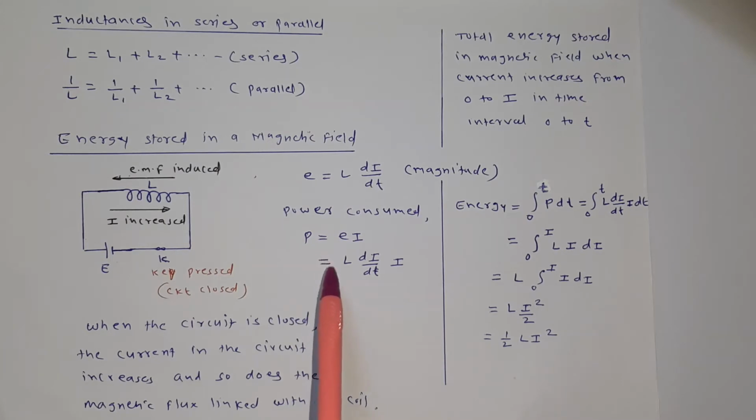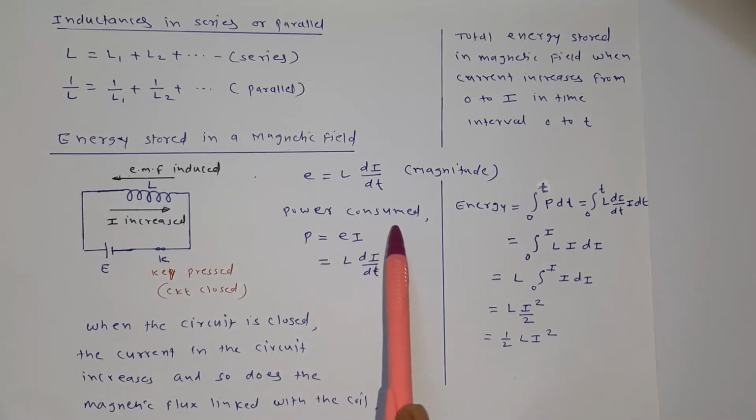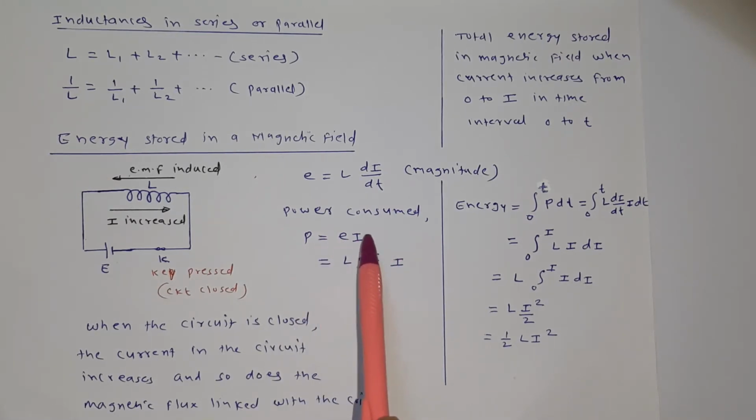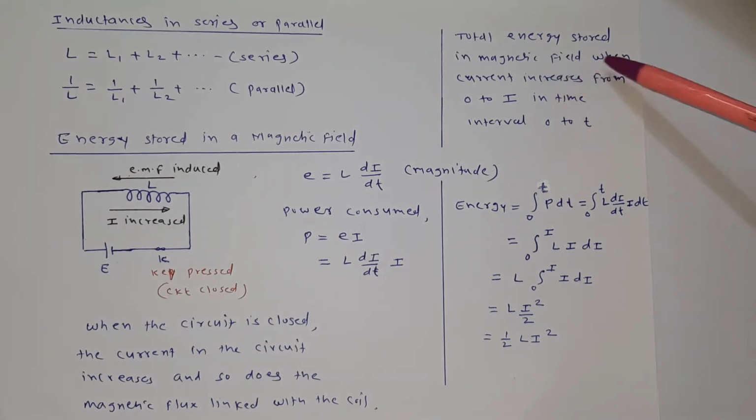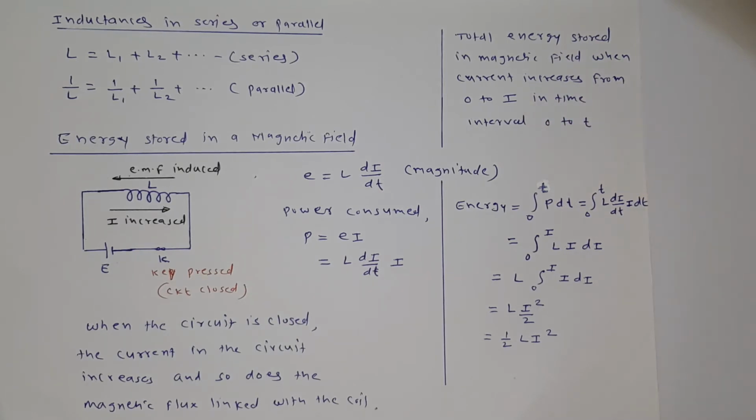This derivation you can do with the help of work done, or with the help of power. We are doing it with respect to power. Power consumed in a circuit, P is equal to E into I. For EMF we have L di upon dt, and I as it is. Now the total energy stored in a magnetic field when current increases from 0 to I in time interval 0 to t. When you close the key, current increases from 0 to I in time 0 to t. So total energy stored will be obtained by integration from 0 to t of P dt, the integration of power with respect to time.